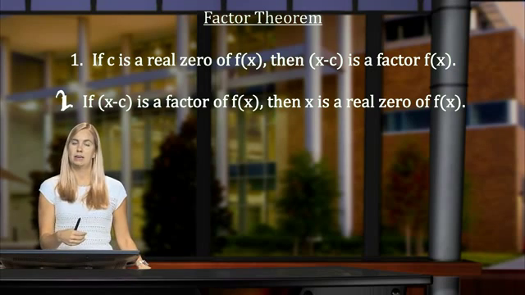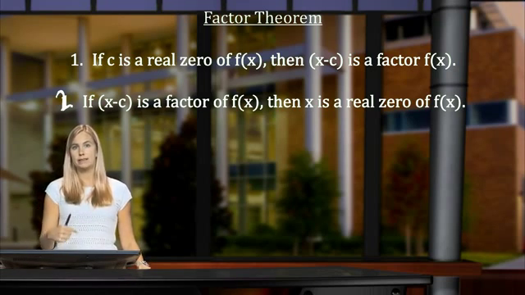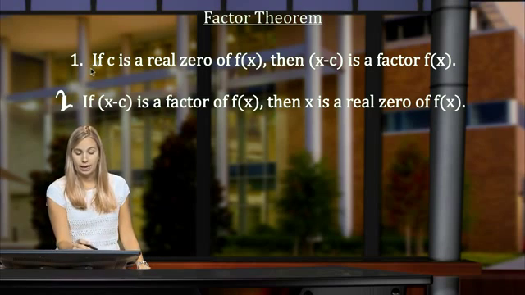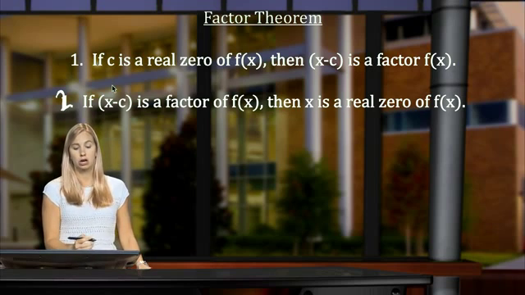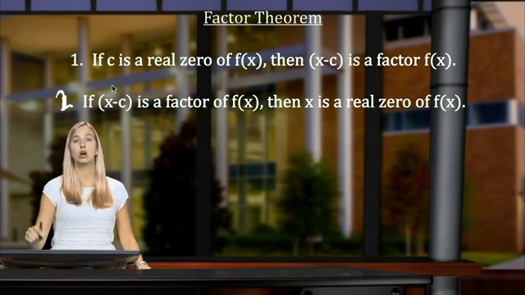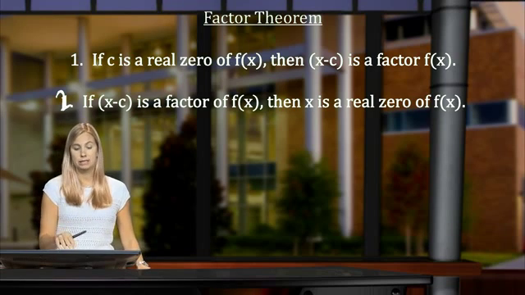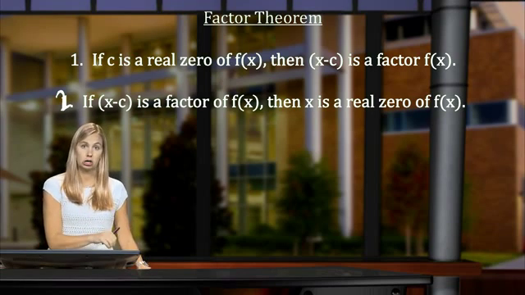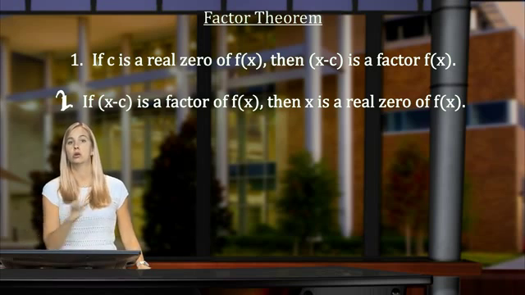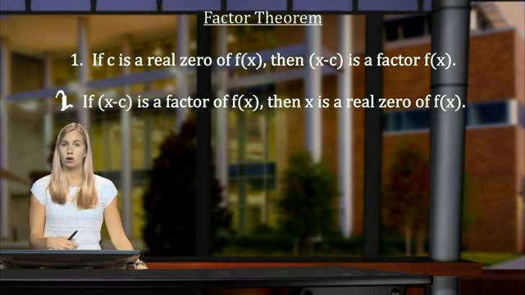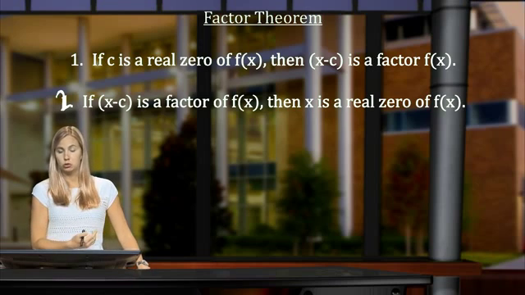We look at this and in our brains we think these two statements say the exact same thing, but they really don't. The first one is saying that if you know that we have a real zero of c, then you know you've got a given factor x minus c. The second statement is saying that if you know you've got a factor, then that also indicates that you know you have a real zero. The two statements are not always guaranteed to be true.